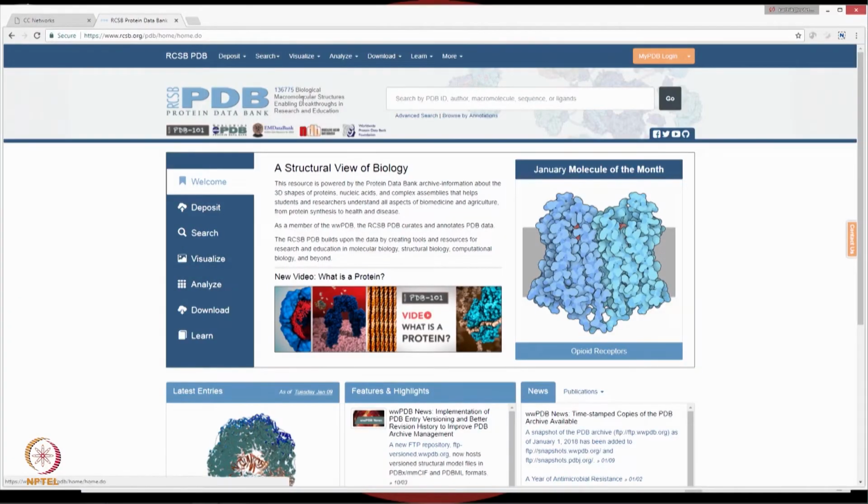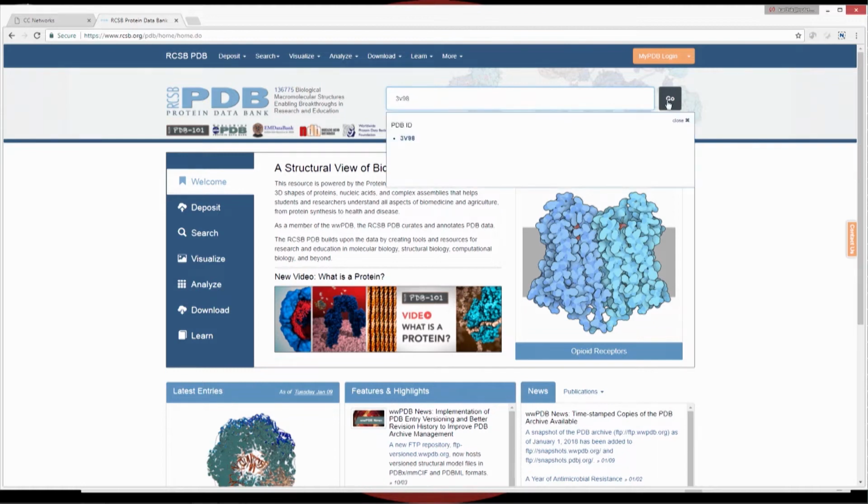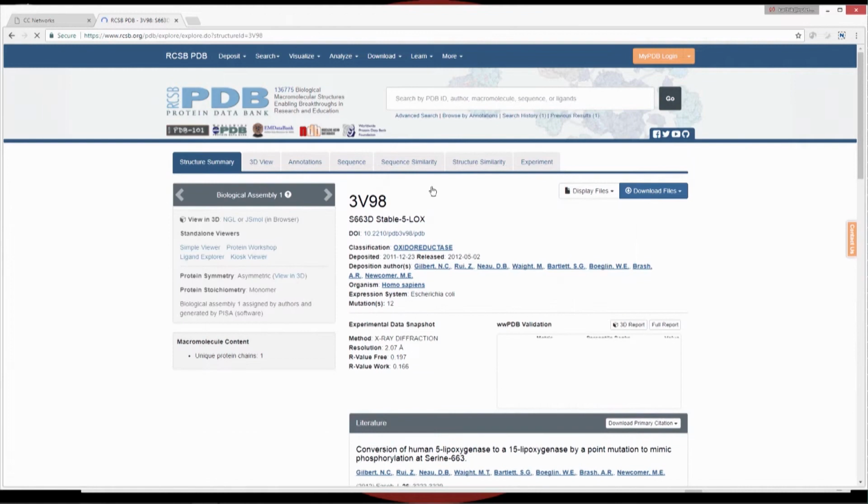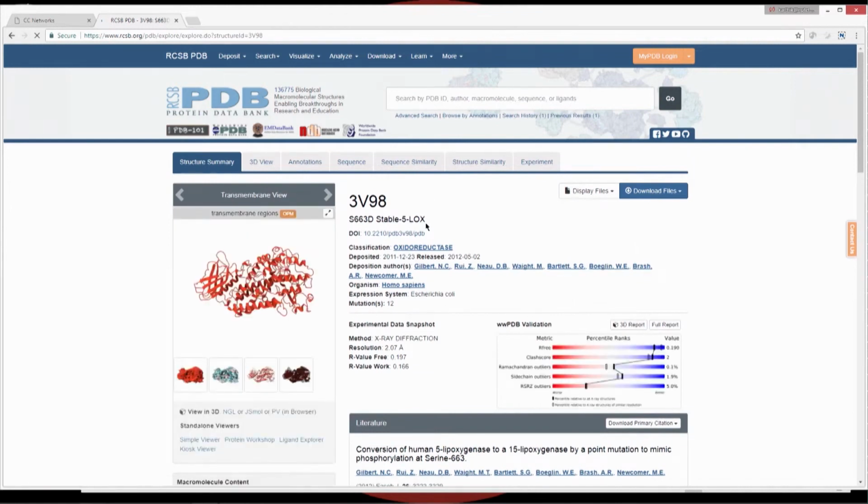Okay, this is the PDB, the protein data bank. So we can do a search in the PDB. If we know the PDB ID, we can do a search, for example 3V98. That is a 5-lipoxygenase. That is an enzyme in the arachidonic acid pathway which converts arachidonic acid into HETE and so on. So we can view that under JSmol.